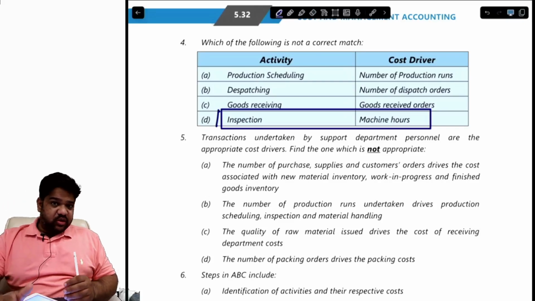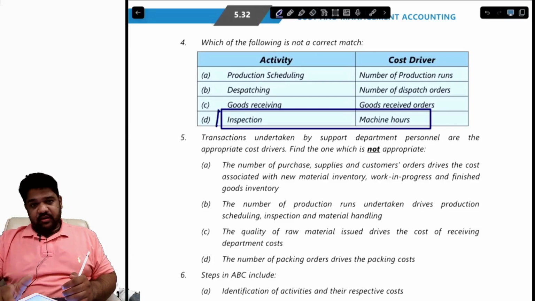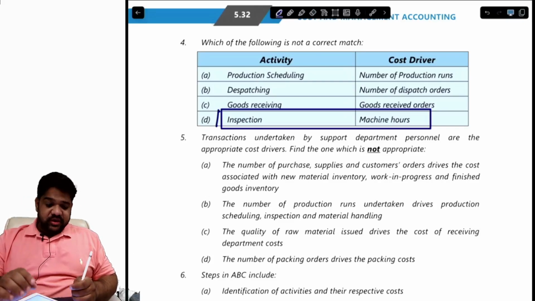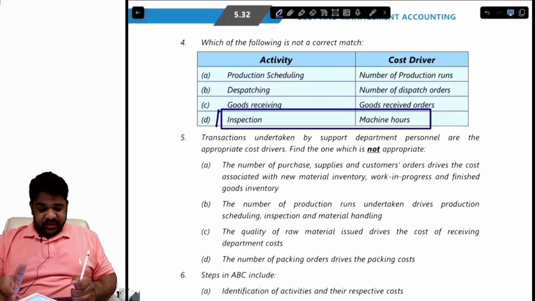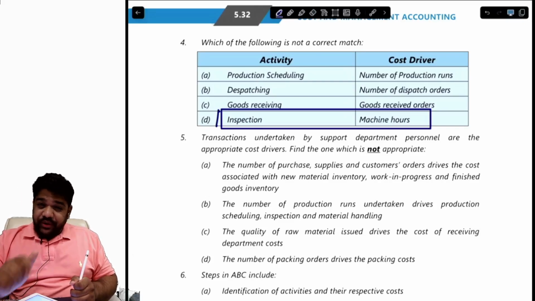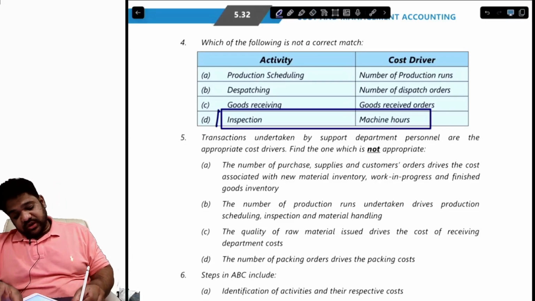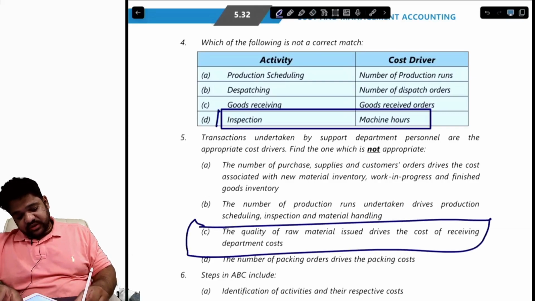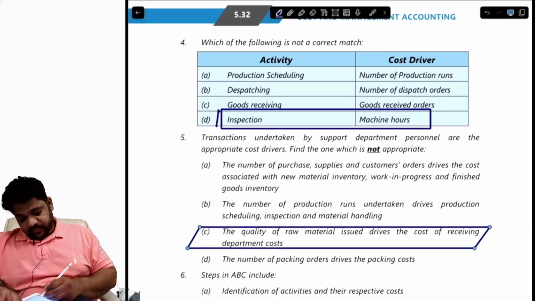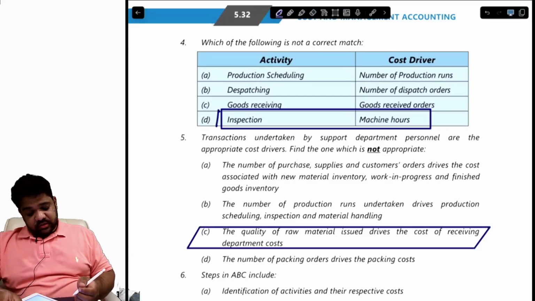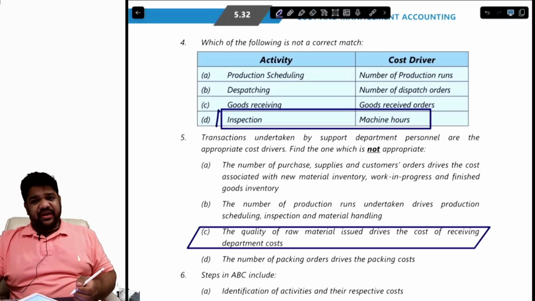The quality of the raw material issued drives the cost of receiving department cost. Now, this one is not correct. Why? Because it is not the quality of raw materials. It has to be the quantity of raw materials which will drive the receiving department cost. I think this one is a fit for us. The number of packing orders drives the packing cost. Fair.